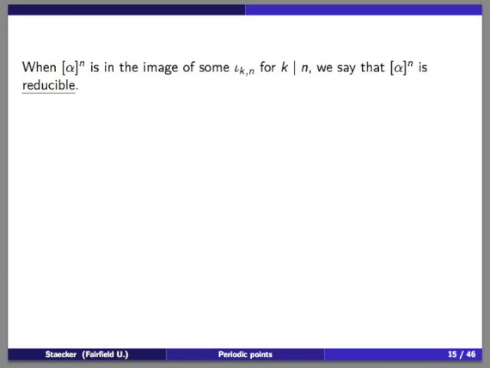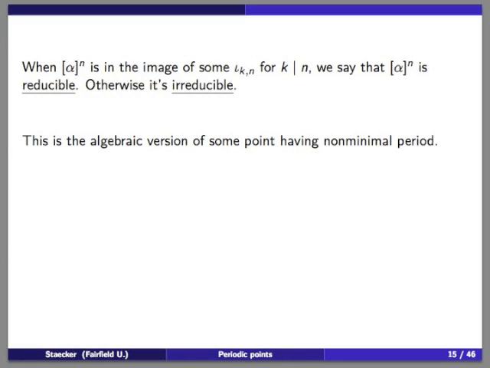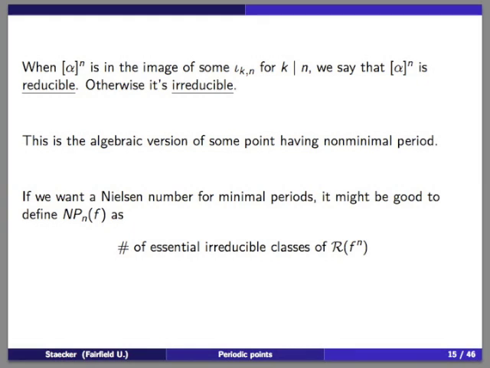So here's a definition. When something is in the image of some boost, then we say that Reidemeister class is reducible. Otherwise you say it's irreducible. So this is the algebraic version of detecting whether something is a minimum period or not. If the class is reducible, then hopefully that means that the fixed points it represents can be written with lower period, and if it's irreducible, that means they have minimum period. That's the idea.